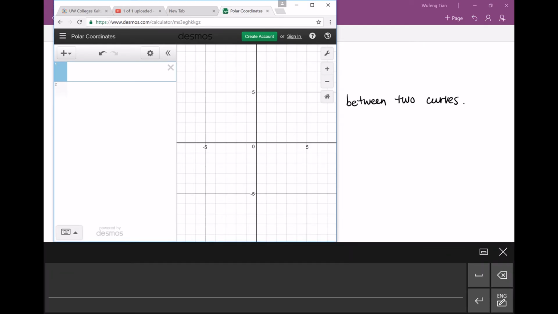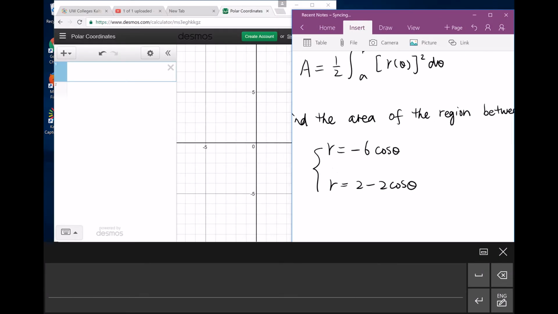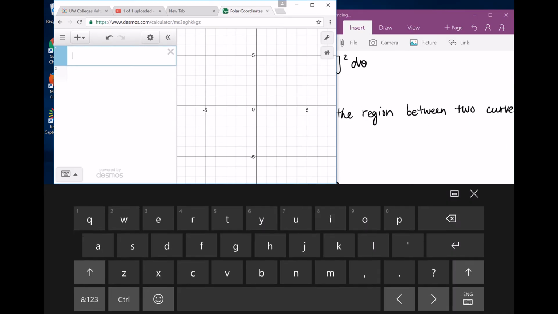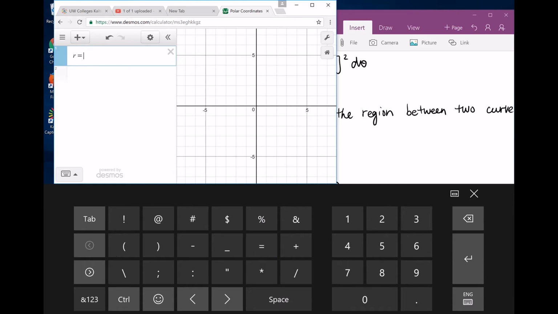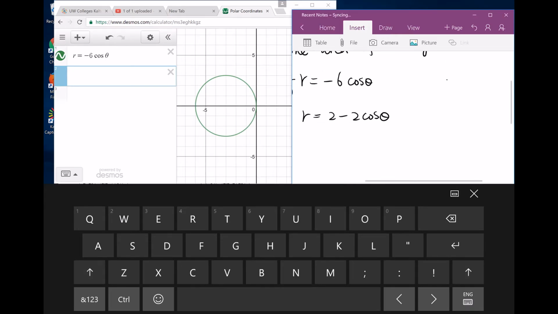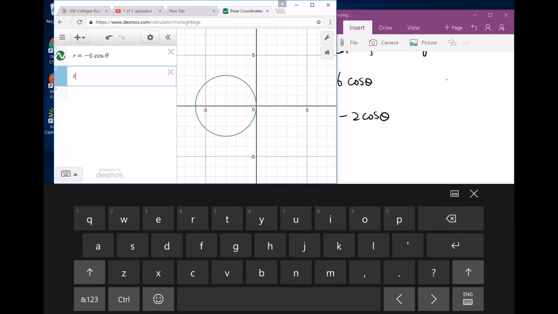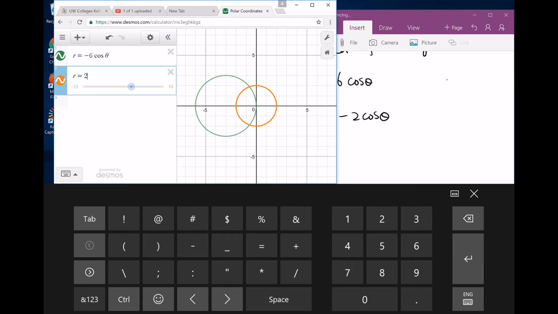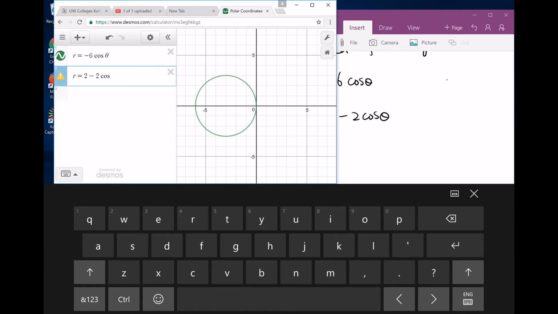So the first equation is r equals negative 6 cosine theta. The second one is going to be a circle on the left, on the negative x axis. The second one is r equals 2 minus 2 cosine theta. Okay.